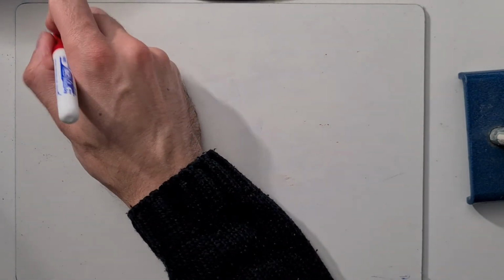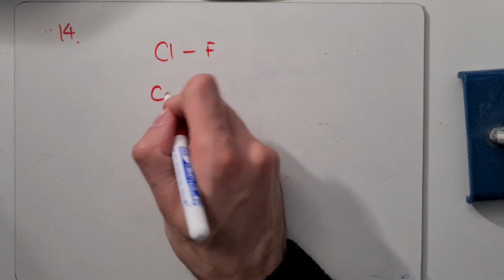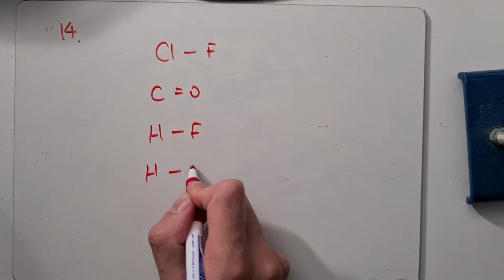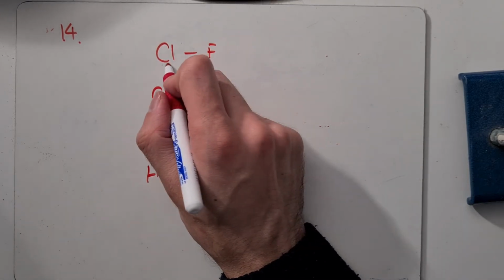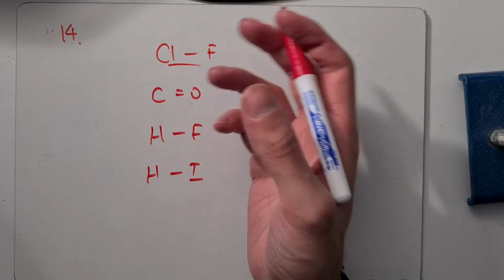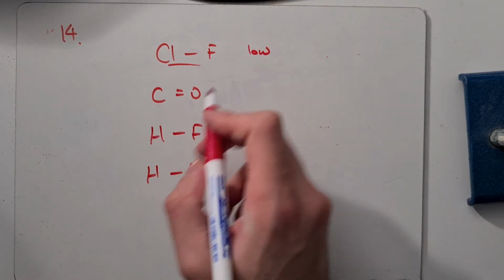14, which would have the strongest permanent dipoles? Oh, this is a mean question. Right, giving you the data, we've got ClF, CO, HF, or HI. ClF are very close to each other on the periodic table, one below the other. So they're going to have similar electronegativities. So you'd imagine this would be quite low.